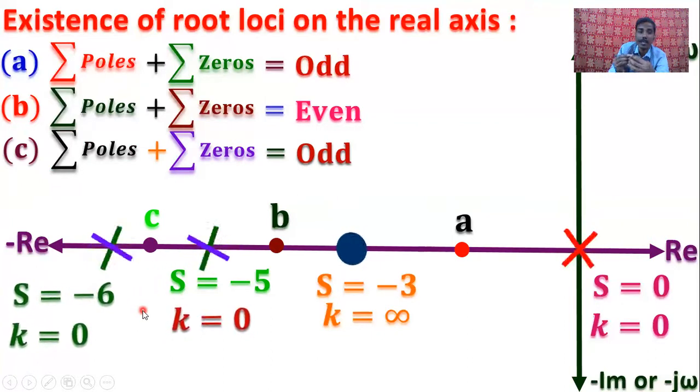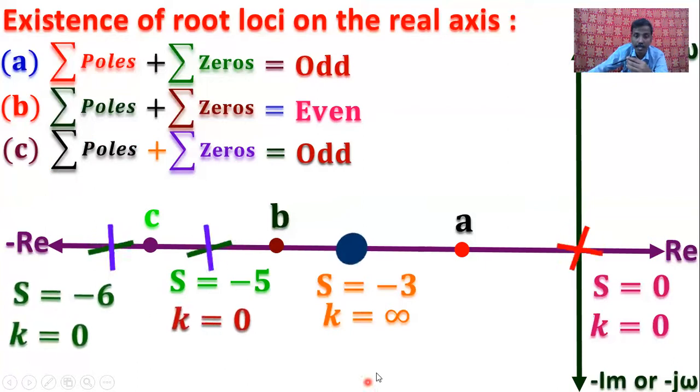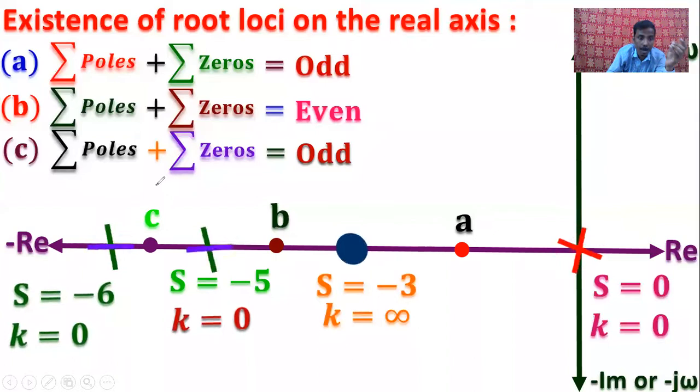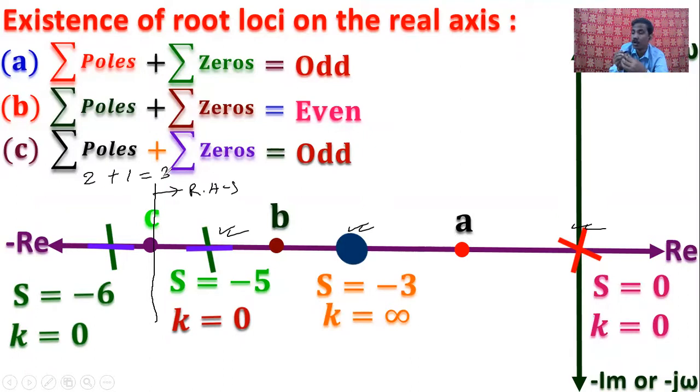Why? Again, draw one projection line from this point. This portion is the right-hand side, and the summation of poles: this is one pole, this is one pole. That means 2 poles plus 1 zero, this is 1 zero, 3. That means odd. The root locus exists in between s equals -5 to -6. Similarly, for this point, this is the D point.